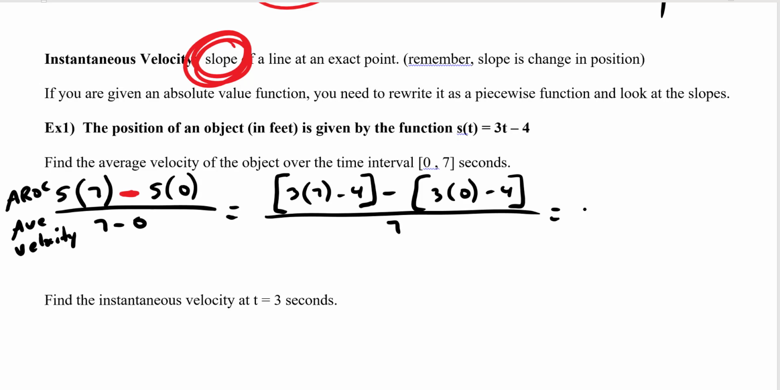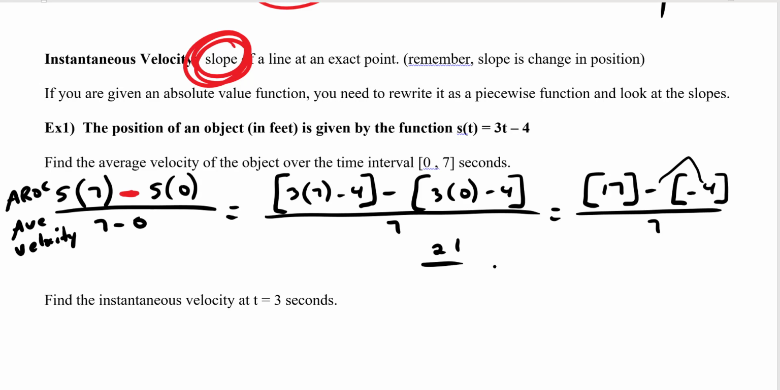Okay, so let's just kind of plug it in. 3 times 7 is 21. 21, which is my favorite number in Vegas. Oh yeah. 21 minus 4 is 17. So that's 17 minus, and 3 times 0, of course, 0, minus 4 is negative 4. Okay, over 7. So it's basically 17, double negative, so 17 plus 4 is 21. Hey, back to my favorite number. So 21 over 7. So my answer to this one is 3.